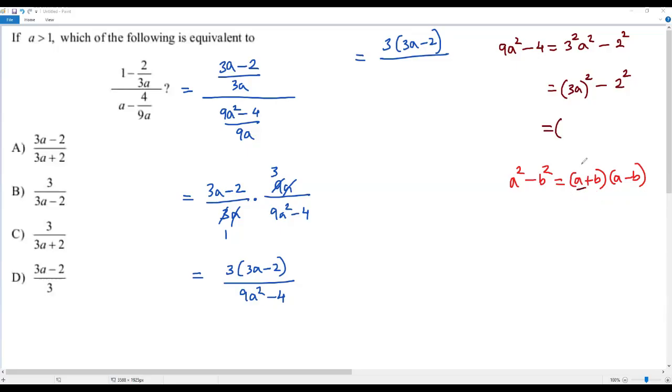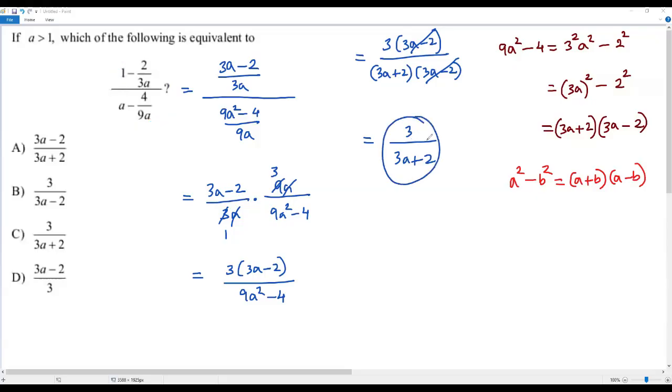Here in the place of a, we write 3a positive, in the place of b we write 2, and for a negative b, we write 3a negative 2. Now I got the factored form of this 9a square negative 4, that is equal to 3a positive 2 times 3a negative 2. Actually, in this step, in the denominator, we have 9a square negative 4. For this one only, we got the factors 3a positive 2 and 3a negative 2. Here this 3a negative 2 and 3a negative 2 can be cancelled. We get 3 divided by 3a positive 2. So simplifying the given expression, I am getting the result 3 divided by 3a positive 2.